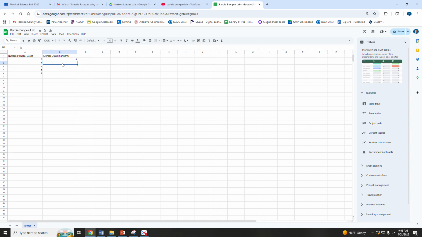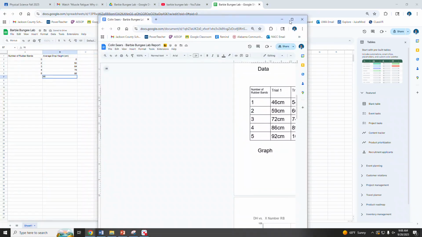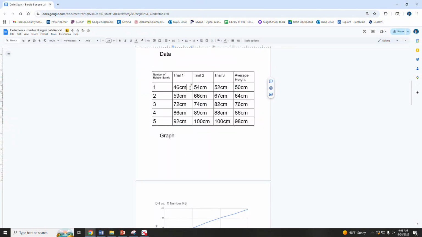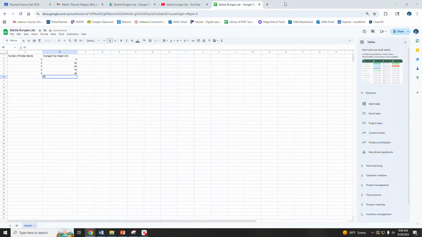You just put in your average drop height. And remember, these are the averages. So we added up all 3 trials, and then we divide by 3. So 46 plus 54 plus 52, divide by 3 gave me 50. That's how I found that average there. Like I said, in no way, shape, or form am I saying that this is correct. 2, 3, 4, 5, 6.